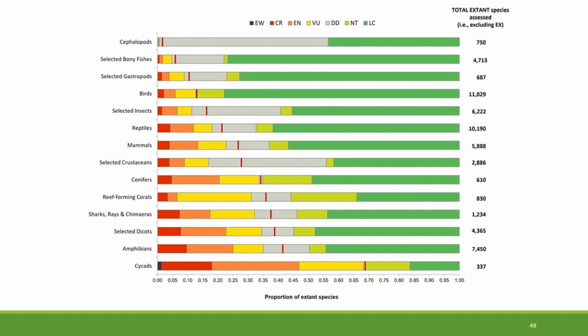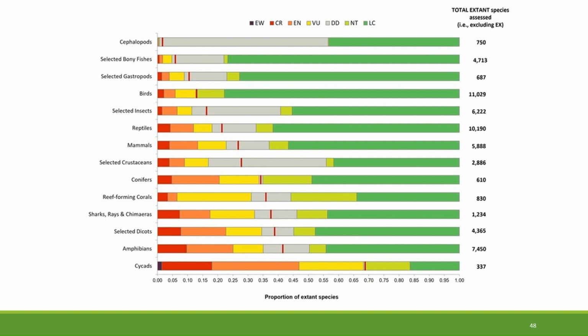So EW means extinct in the wild, CR means critically endangered, EN means endangered. The larger proportion of red that you see for a category, the worse off this group of organisms is. And they've roughly been organized where the best off is at the top and the worst off is at the bottom. So you can see that cycads at the very bottom are really on the margins. Amphibians aren't doing well either.